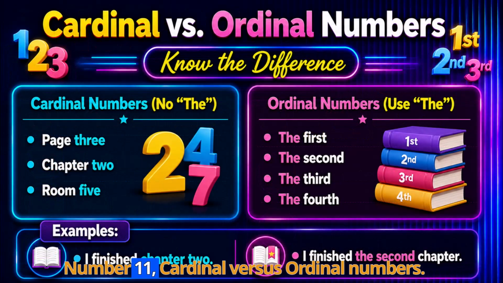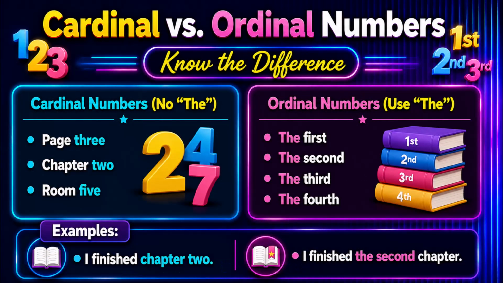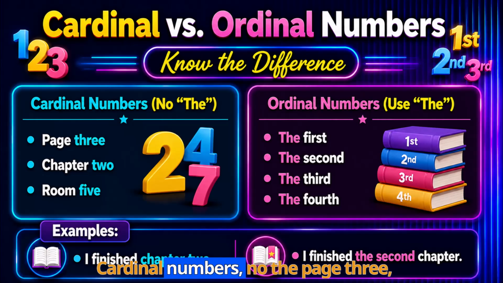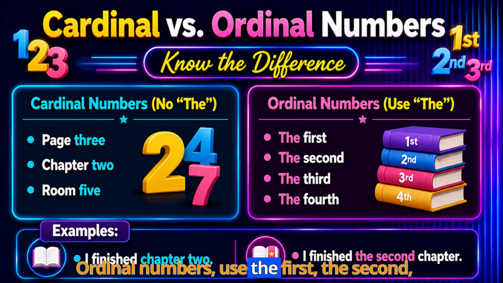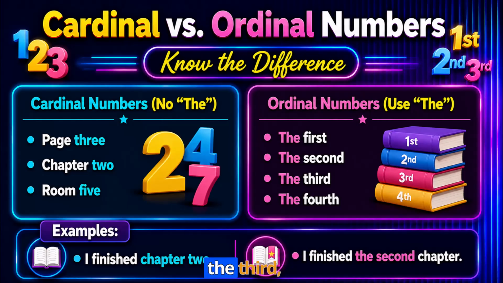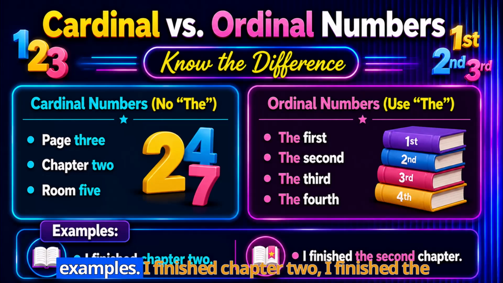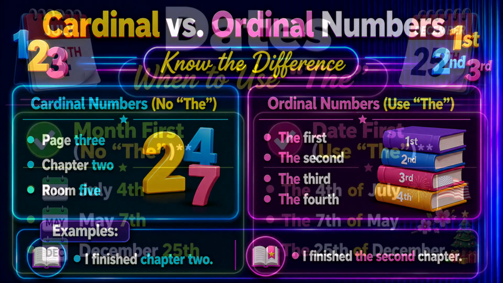Number 11. Cardinal versus ordinal numbers. Know the difference. Cardinal numbers take no "the": page 3, chapter 2, room 5. Ordinal numbers use "the": the first, the second, the third, the fourth. Examples: I finished chapter 2. I finished the second chapter.